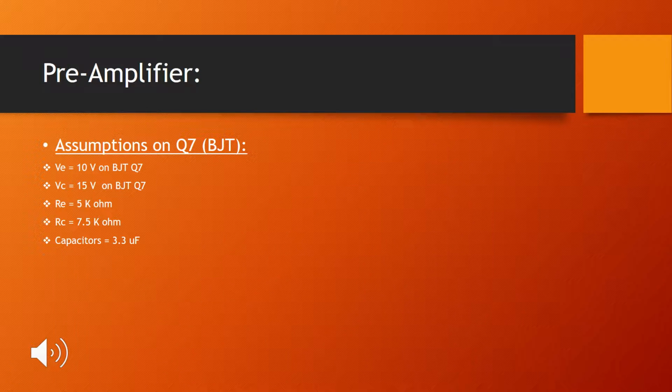In order to design the preamplifier, we start by assuming a few values for the BJT Q7. For example, we assume that the voltage in the emitter will be 10 volts and the voltage in the collector will be 15 volts. The resistor for the emitter could be 5K and the resistor for the collector will be 7.5K. Also for this section, for the preamplifier, we are assuming that the capacitor will be 7.3 microfarads.